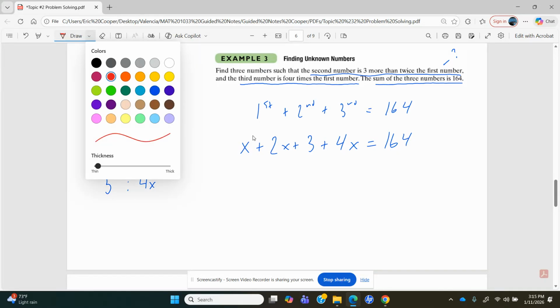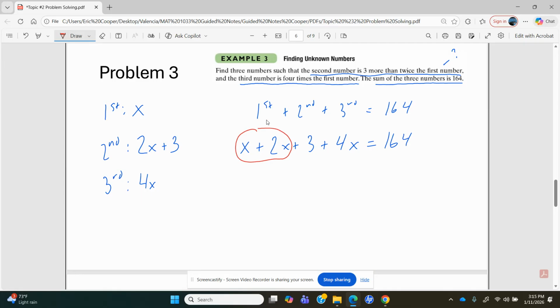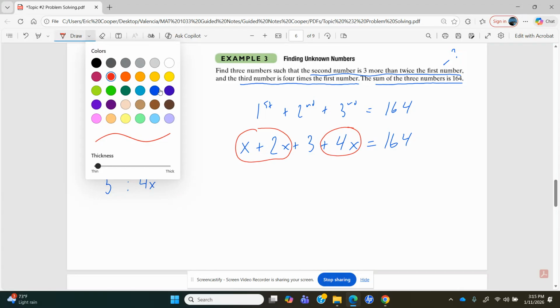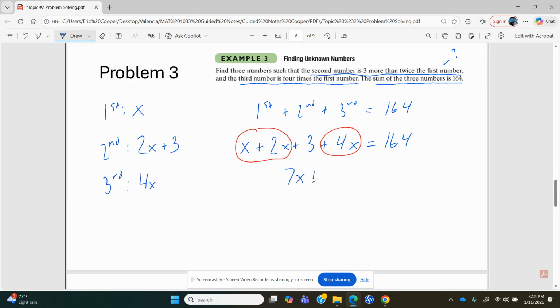Let's combine like terms on the left side. We've got X plus 2X plus 4X. We're not going to combine the 3 and the 164 because they're on opposite sides of the equation. X plus 2X is 3X, and then add the 4X, I get 7X here. The 3 comes down, and it's equal to 164. My job is to get X by itself. I have to get the 7X by itself, so I'm going to move the positive 3. And in order to do that, I need to subtract it from both sides.